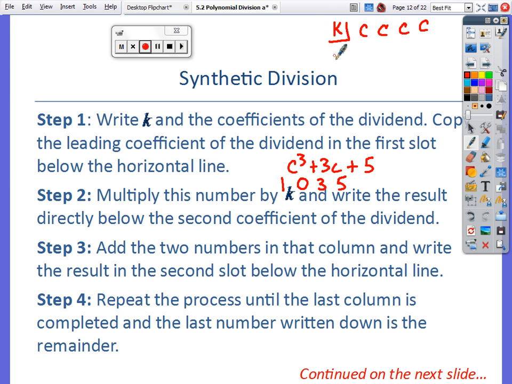And then we'll have sort of some space here, and we'll draw a line. So it looks like this. And then right below your last c will be another half box. Okay, so that's sort of the setup. That's the template you would want to utilize to set up your synthetic division.